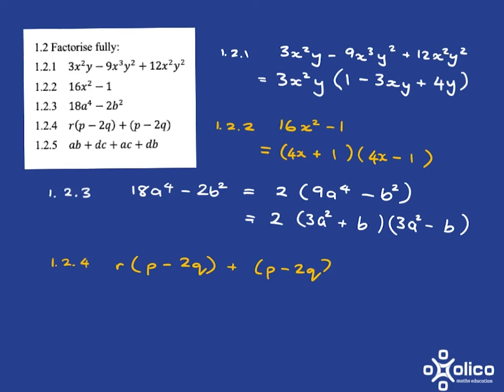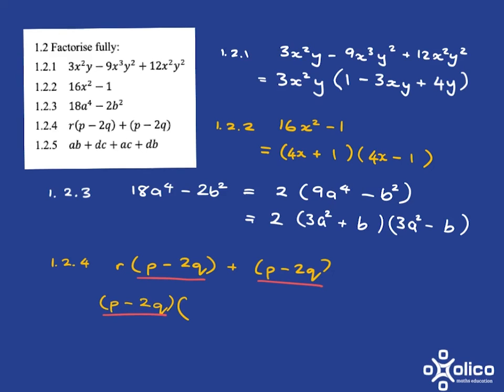Okay, what about 1.2.4? First thing we always look for is a common factor. Now there is in fact a common factor here. It's just a really strange looking common factor. Do you see that each of the terms has got p minus 2q in it? So p minus 2q is the common factor here. So just as we've always done with common factors, we can pull out that p minus 2q.